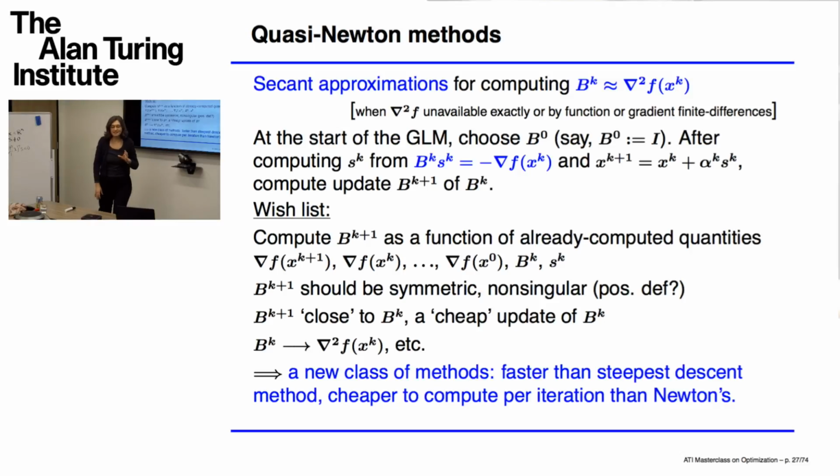So these kinds of methods are faster than steepest descent and cheaper to calculate than Newton, and they work in the presence of non-convexity. They are slightly slower than Newton per iteration. They are not quadratically convergent. They are just superlinearly convergent. But they are faster than steepest descent.